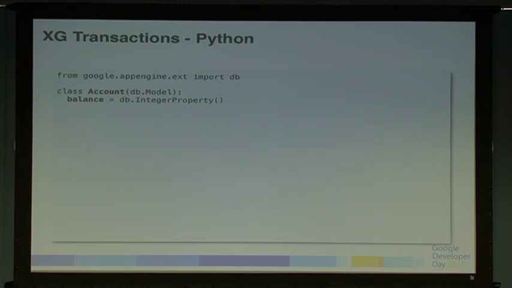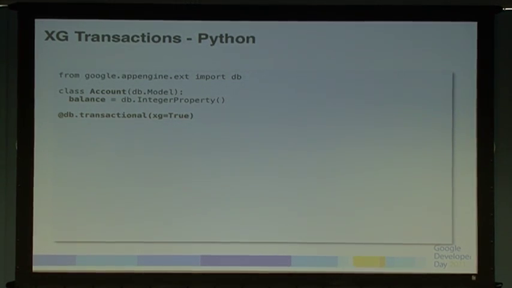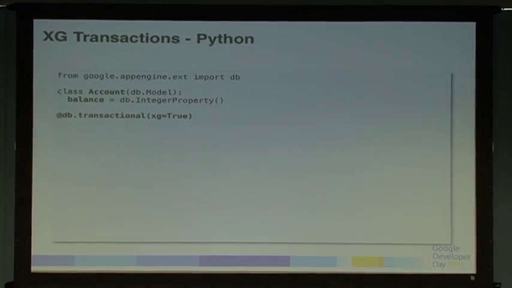So we have a simple db model. It's an account, a bank account in this case. And the key of the bank account is the account number, so I don't need a property for that. I only have one property, which is the balance, and that's how much money I have in my bank account. The really only new thing that you have to add to your code is db.transactional with xg=True. That means I want a cross-entity group transaction. I want to be able to transact against more than one entity group, up to 5. And then the rest of the code is typical.